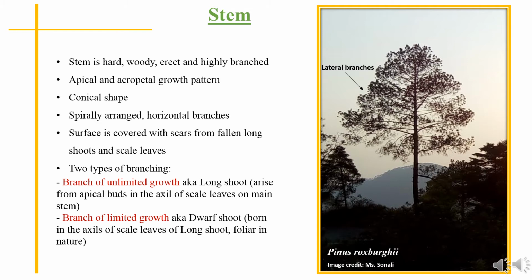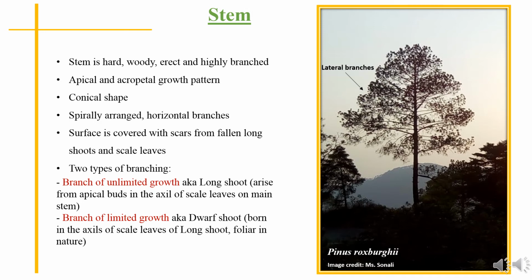The lateral branches arise spirally on the main axis and are very much horizontal, that is, parallel to the ground. Older branches fall off the main stem, leaving scars. Surface of the main stem and branches is covered with the scars left of fallen branches or shoots and fallen scaly leaves. Now let us look at dimorphism of branches.